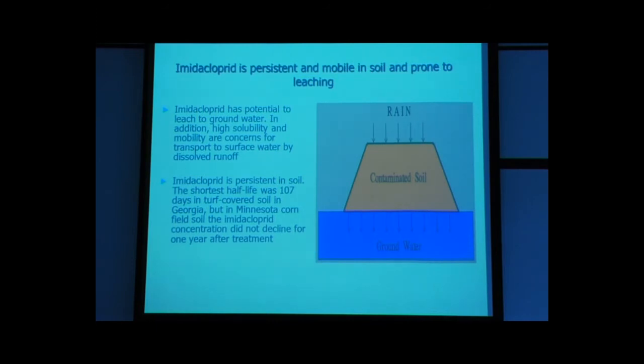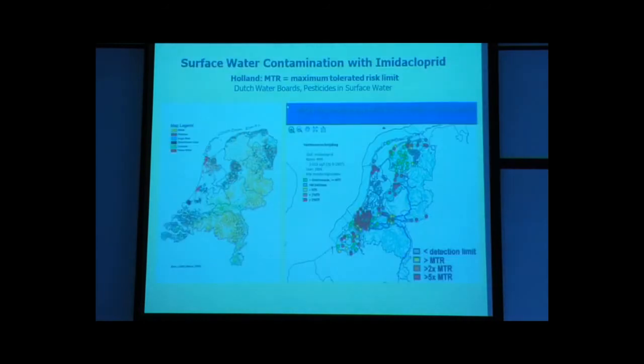And imidacloprid is very persistent in soil. The shortest half-life was 170 days in turf-covered soil in Georgia, but in Minnesota cornfield soil, the imidacloprid concentration did not decline for 1 year after treatment.